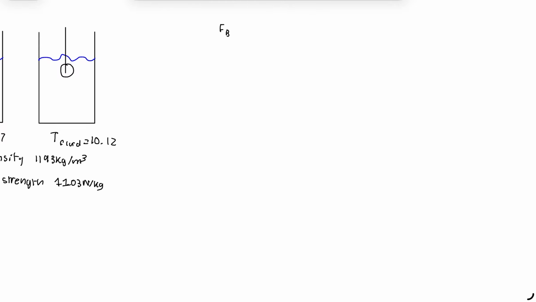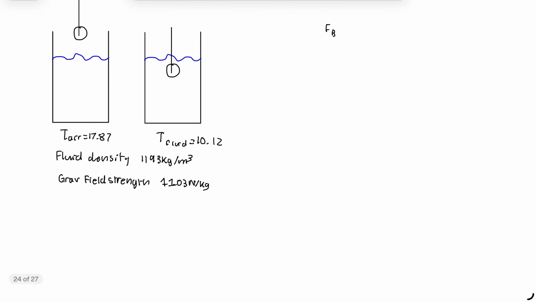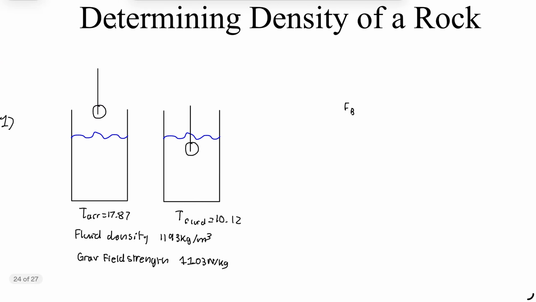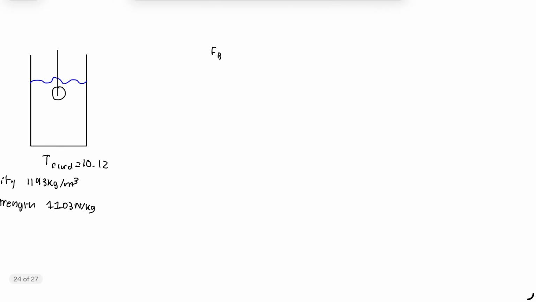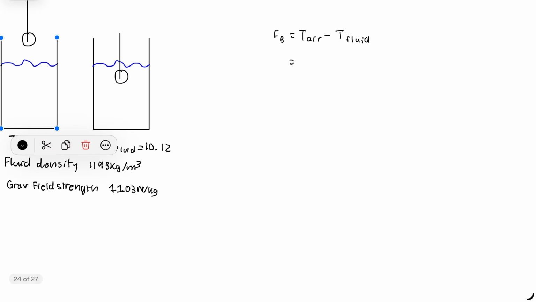So buoyant force, when the rock is lowered into the fluid, it's going to decrease your tension because the fluid is going to push up on the rock. So your buoyant force is equal to your tension in the air minus the tension in the fluid. So we can just substitute in our values. Here that is 17.87 minus 10.12, and that's equal to 7.75.